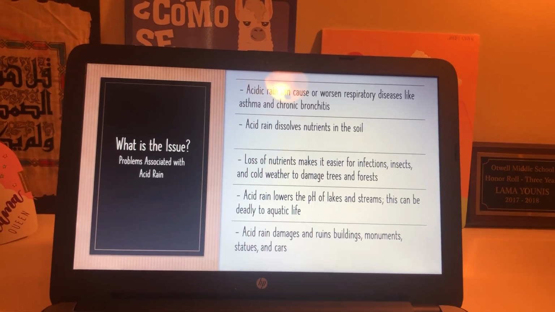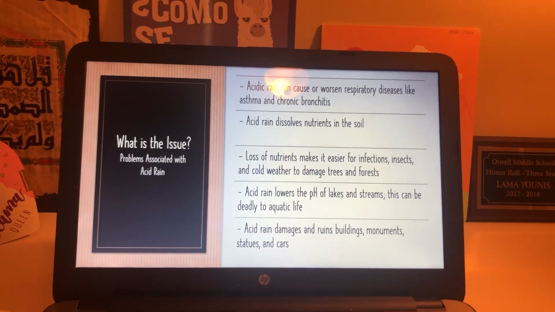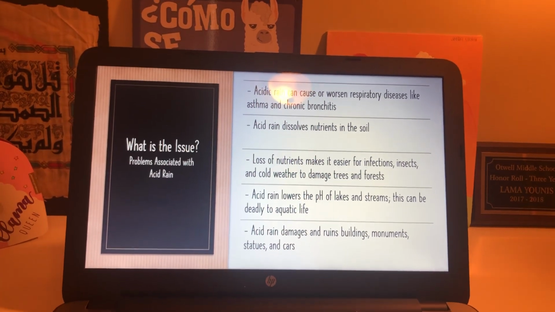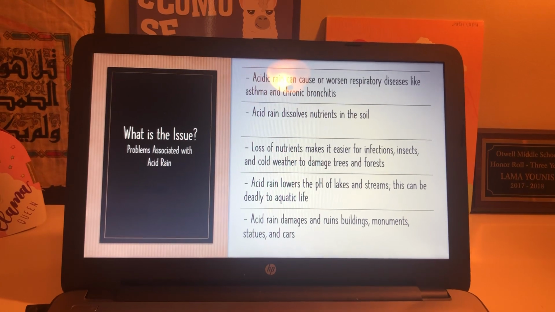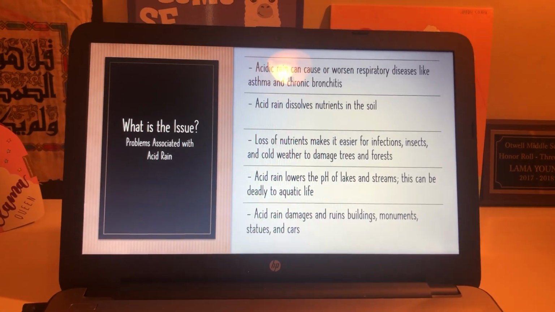Acid rain lowers the pH of lakes and streams. This can be and is deadly to aquatic life. Lastly, acid rain damages and ruins buildings, historical monuments, statues, and cars.